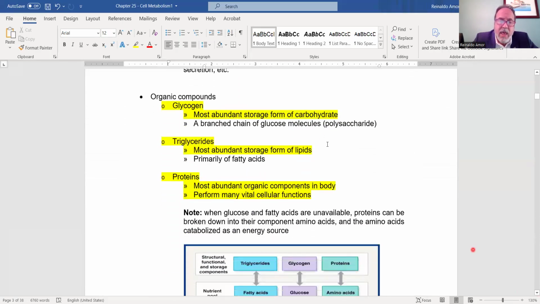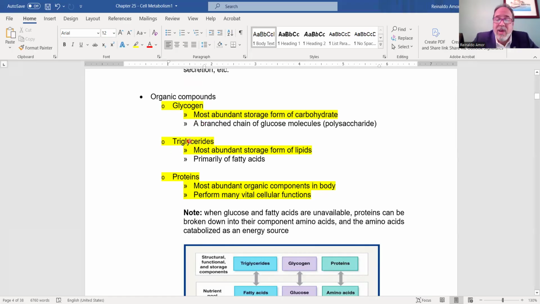By the way, 3 important things here. Glycogen is the most abundant storage form of carbohydrates. Glycogen is stored in the liver and in muscle. Okay, glycogen can be broken down to make glucose when you are fasting. If you're fasting and you're not eating and your glucose levels are dropping, glycogen can be broken down to make glucose. And then that will stabilize your glucose levels once again.